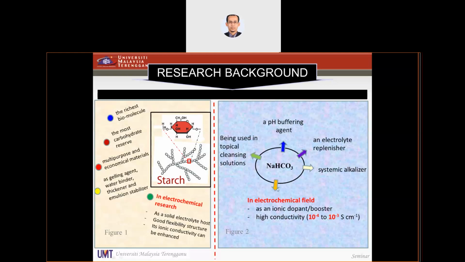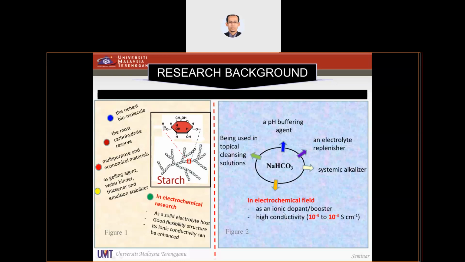For the ionic salt, or ionic booster, we are using sodium bicarbonate. Okay, generally, it is a chemical compound with the formula NaHCO3 and is commonly useful as a pH buffering agent, electrolyte replenisher, systemic alkalizer, and is used in topical cleansing solutions.